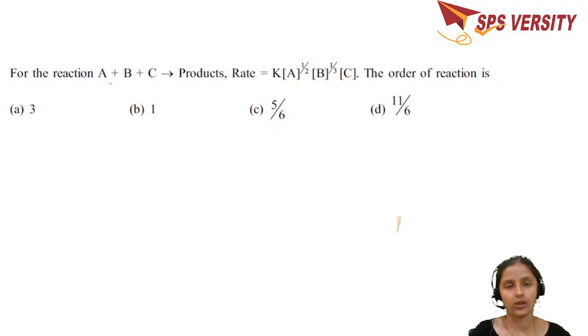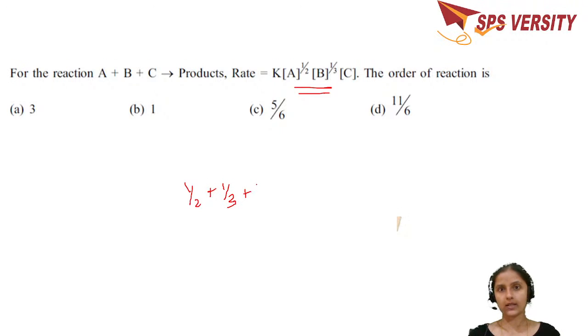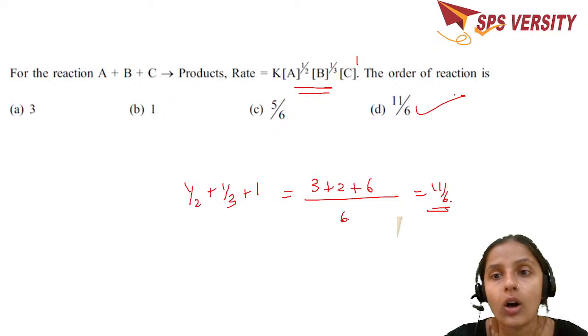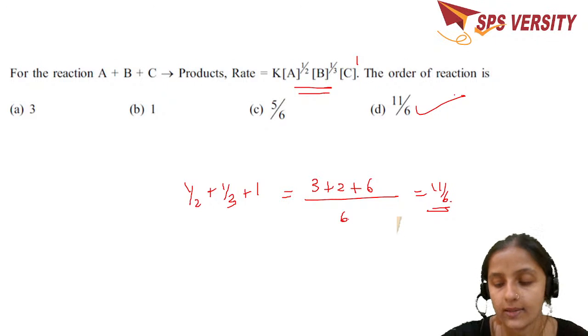We have the rate expression and we have to find out the order of the reaction. So how do we do it? Order is the sum of the powers of the concentration terms here. So if you sum them up, it is half plus half, 1 by 3 plus 1. If you add all of them, you take the common denominator, that's 6. So it is 3 plus 2 plus 6, which is nothing but 11 by 6. So the correct answer would be option D, with order equal to 11 by 6.